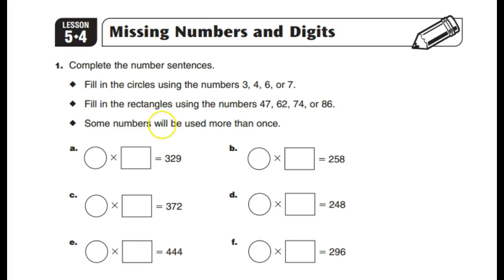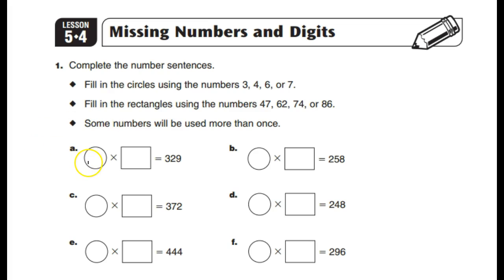So the directions say, complete the number sentences. Fill in the circles using the numbers 3, 4, 6, or 7. Fill in the rectangles using the numbers 47, 62, 74, or 86. Let's look at how we're going to solve the first problem, A.